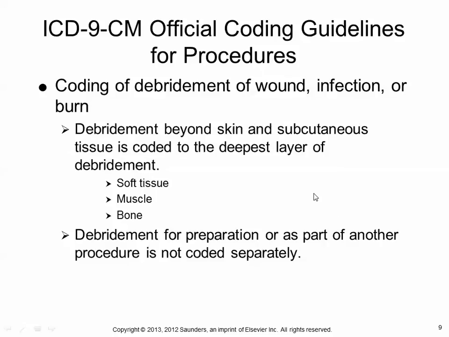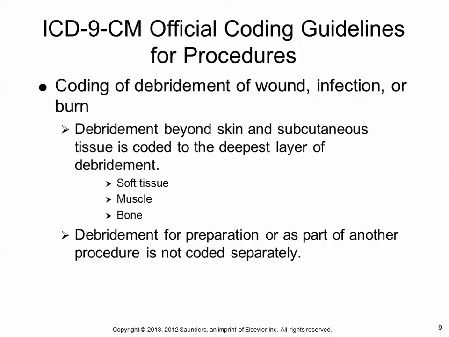So when we are coding an excisional debridement, we are going to code it to the deepest layer that we have to debride. So if you have a patient where all you have to do is debride the top layer of skin, you'll just do that skin and subcutaneous tissue code. However, if you have someone that you have to go down into the muscle tissue and debride, then the code that you would put on is muscle. If you have to go to bone, the code you will put on is a bone, down to the bone.